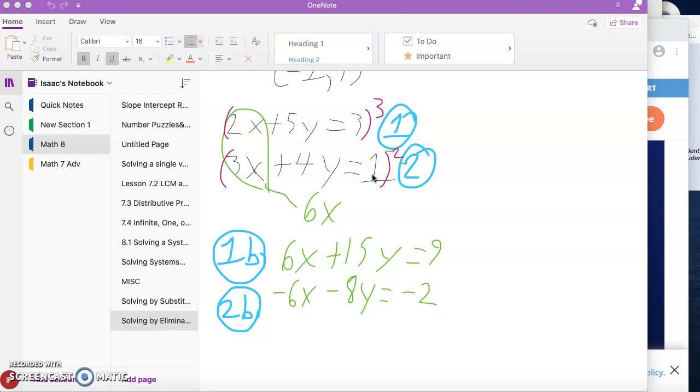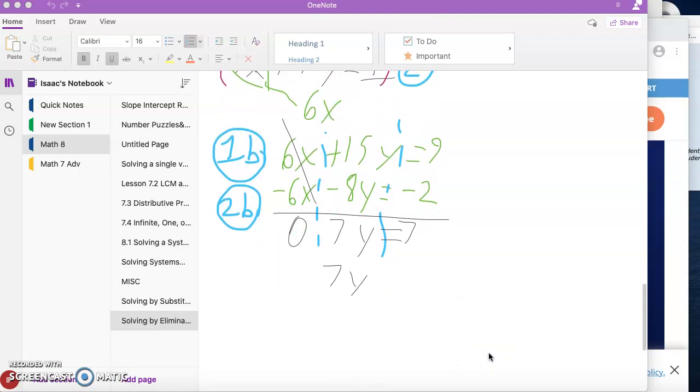Now finally I can add these together and eliminate something. 6x plus negative 6x eliminates. I'll get 0 on the x's. And then 15y plus negative 8y is going to be 7y. And then 9 plus negative 2 is regular 7. So really, 7y equals 7. Divide both sides by 7, and I'll get y equals 1.